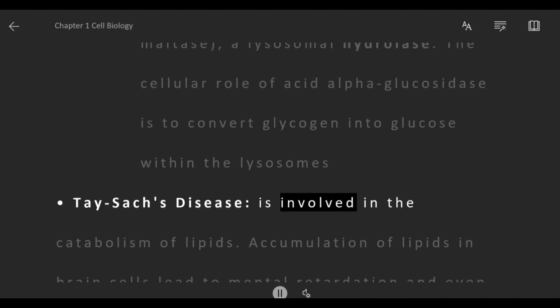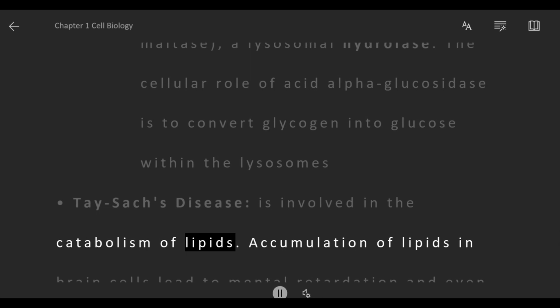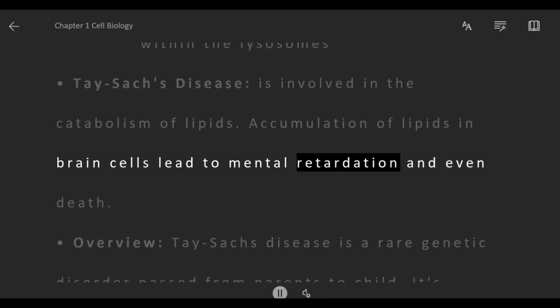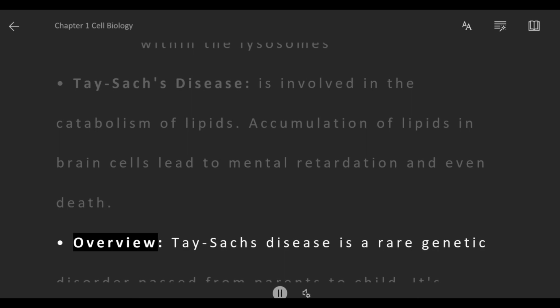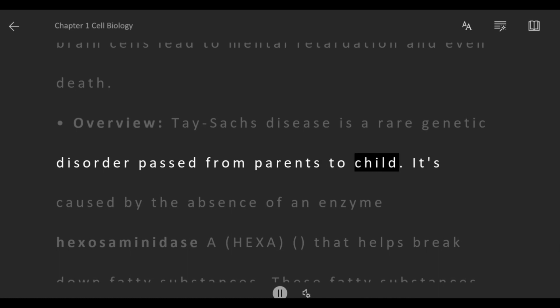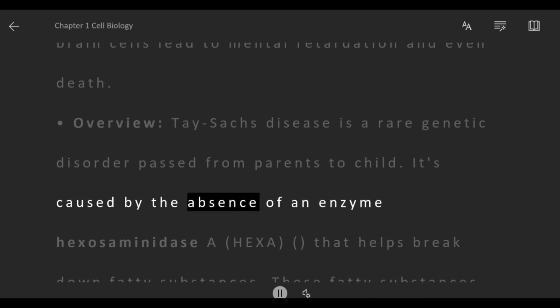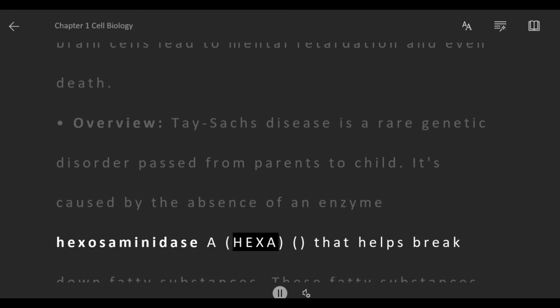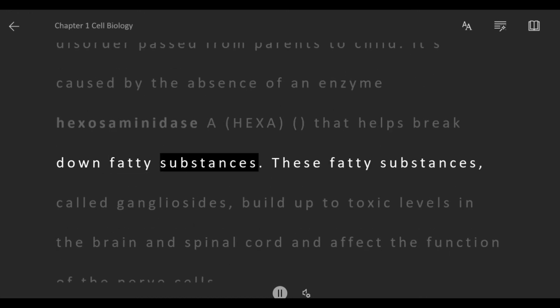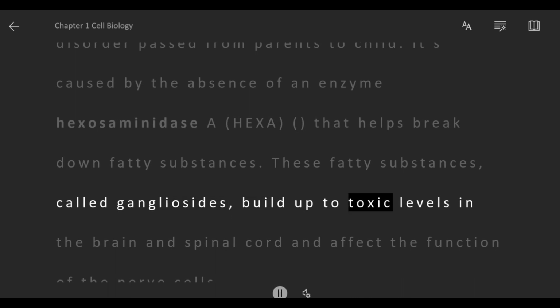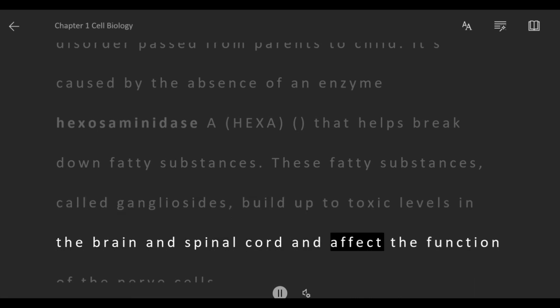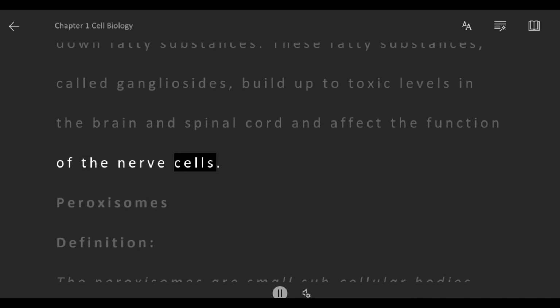Tay-Sachs disease is involved in the catabolism of lipids. Accumulation of lipids in brain cells leads to mental retardation and even death. Overview: Tay-Sachs disease is a rare genetic disorder passed from parents to child. It's caused by the absence of an enzyme, hexosaminidase, Hexa, that helps break down fatty substances. These fatty substances, called gangliosides, build up to toxic levels in the brain and spinal cord and affect the function of the nerve cells.